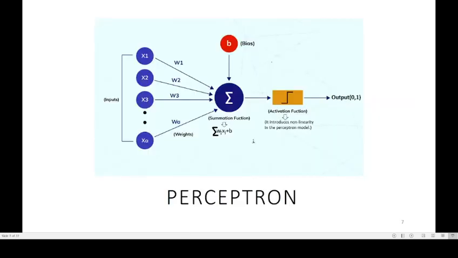This is a perceptron schematic. A perceptron is a fundamental building block of artificial neural networks. Inspired by the structure and function of biological neurons, it takes multiple input signals, each with an associated weight, sums them up, and applies an activation function to produce an output. This output is typically binary, representing a decision boundary separating classes in classification tasks.